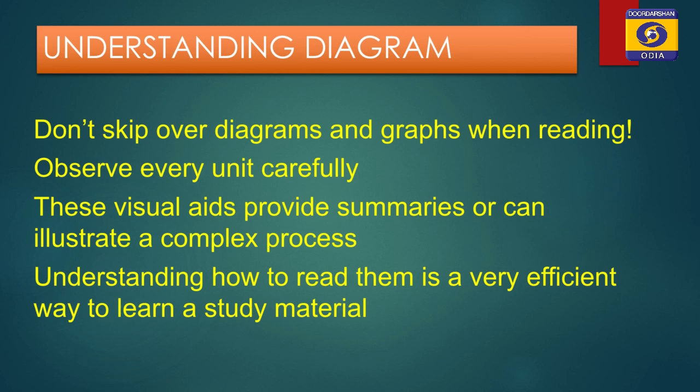These visual aids provide summaries or can illustrate a very complex process, because all diagrams are not very easy to understand. Sometimes with the help of a diagram, we try to explain a very complex process. I have given you the example of the wagon wheel of a batsman. That is a very complex diagram, because the wagon wheel contains a whole lot of information about the way in which the batsman has collected runs.